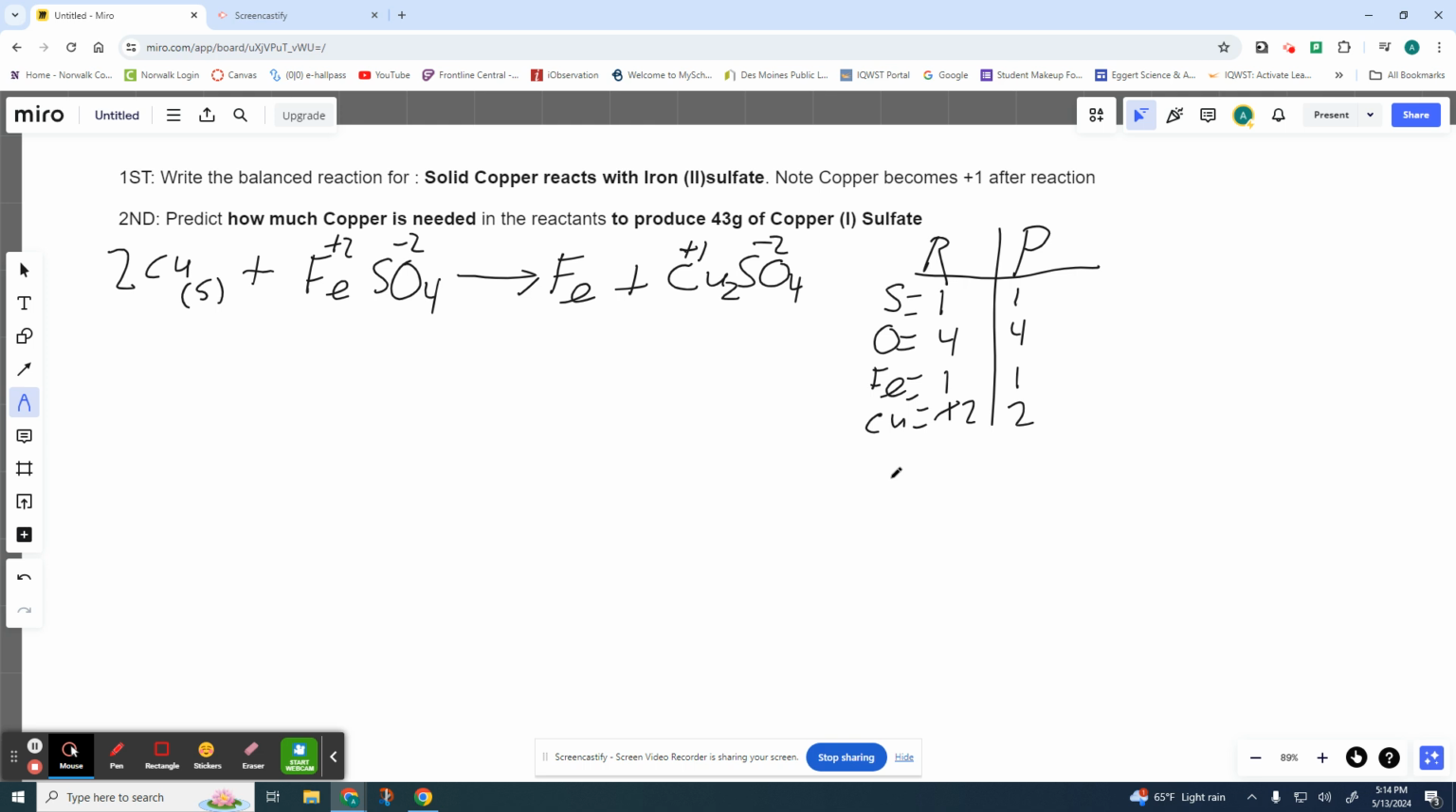If it does not, you need to go back and rewatch where you made a mistake versus where I made my decisions. I'm now going to attempt to do the prediction example at the top where it says second. Predict how much copper is needed in the reactants to produce 43 grams of copper 1 sulfate. So this is where we need to use the ratios built from the package masses of either the elements or the compounds in the reaction.